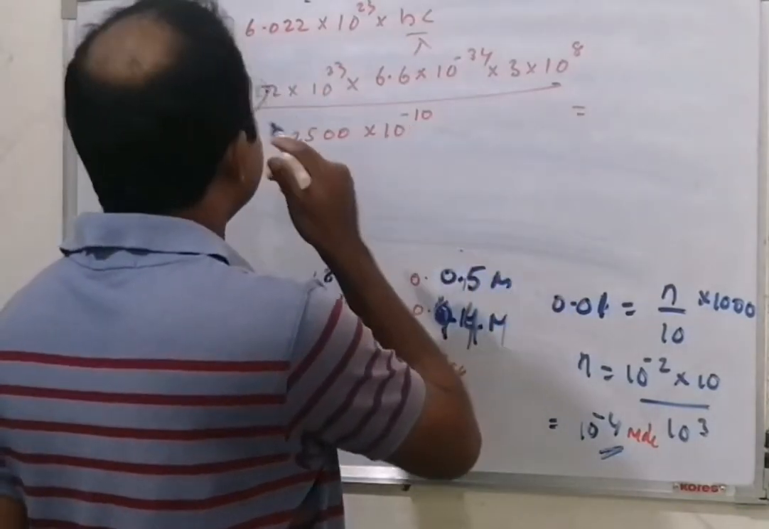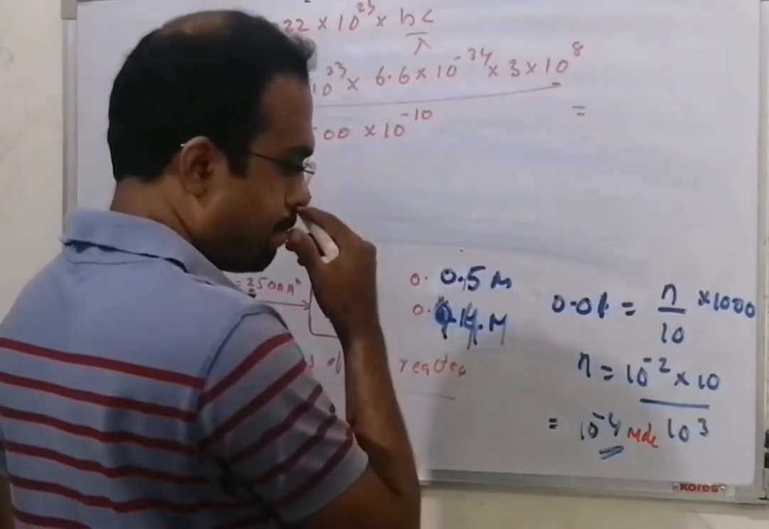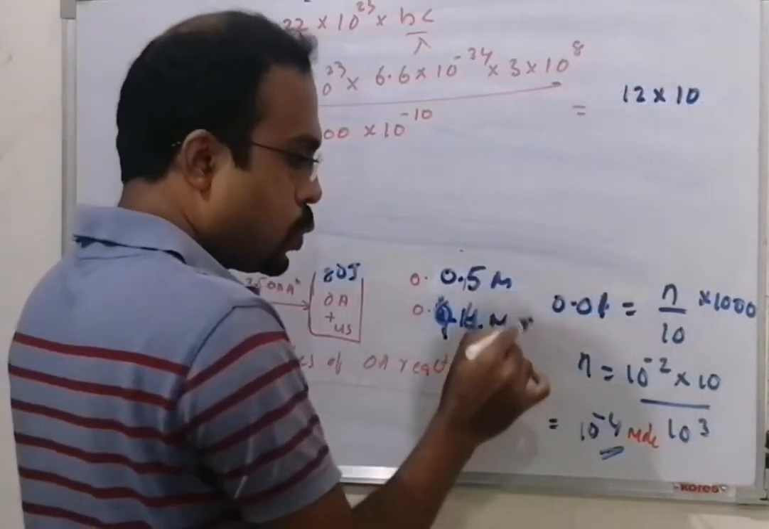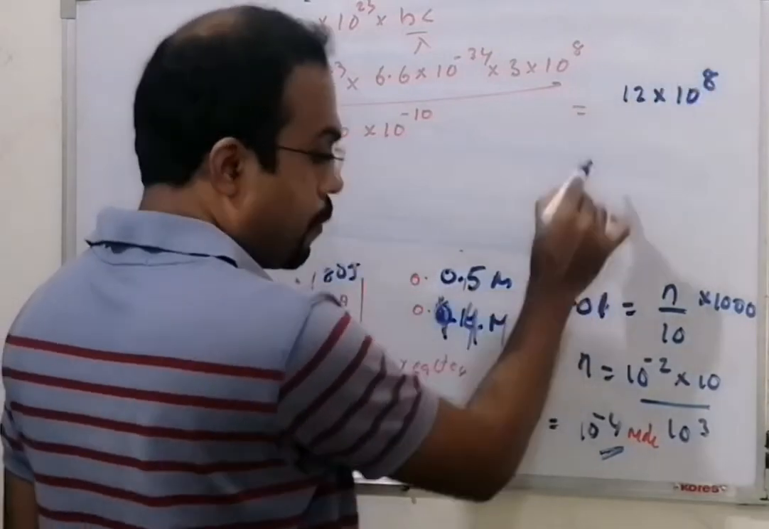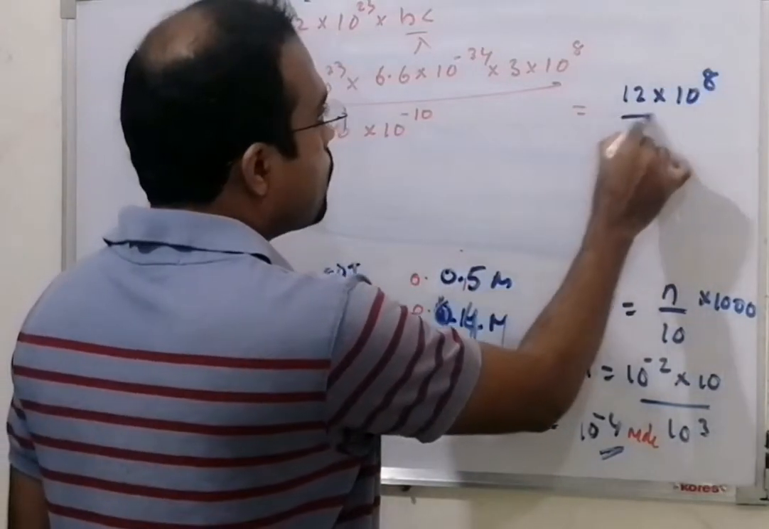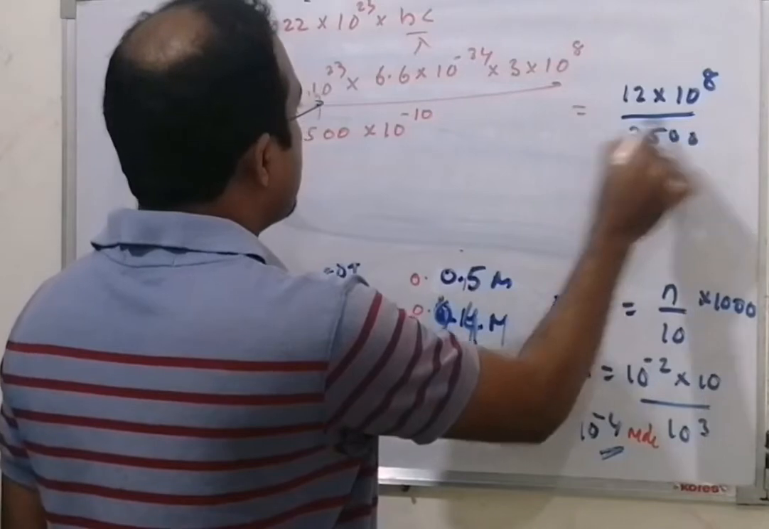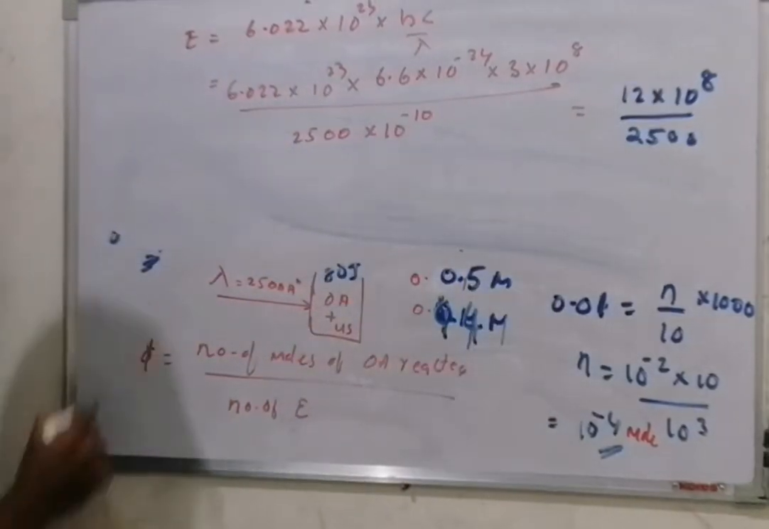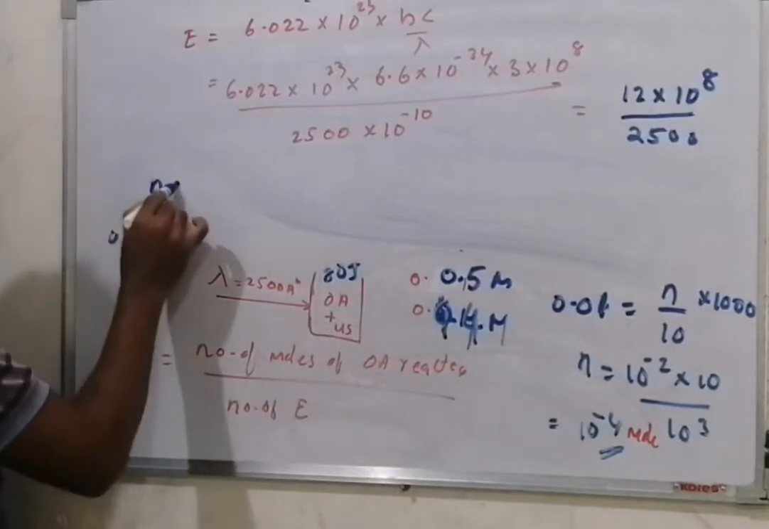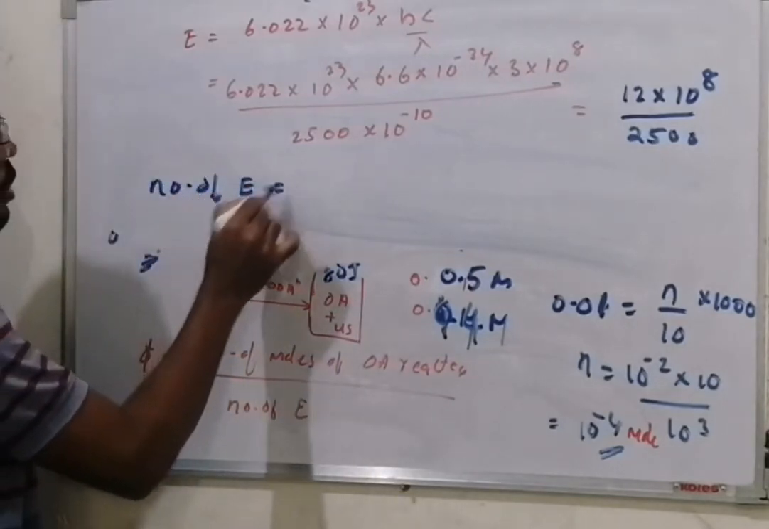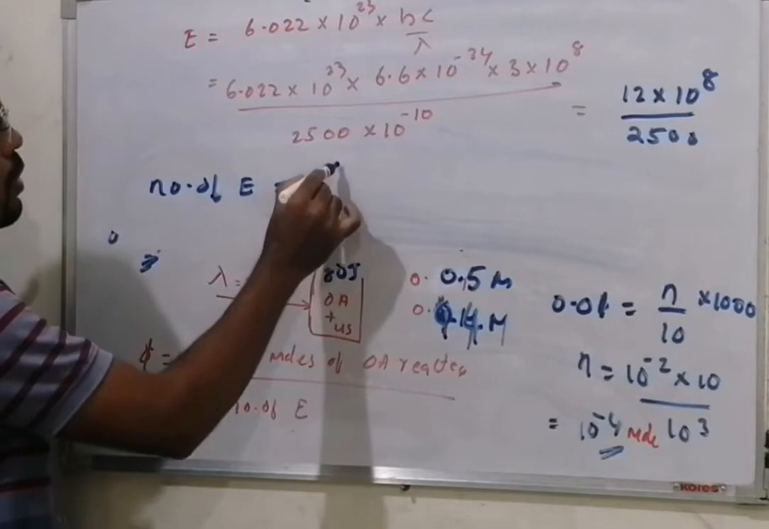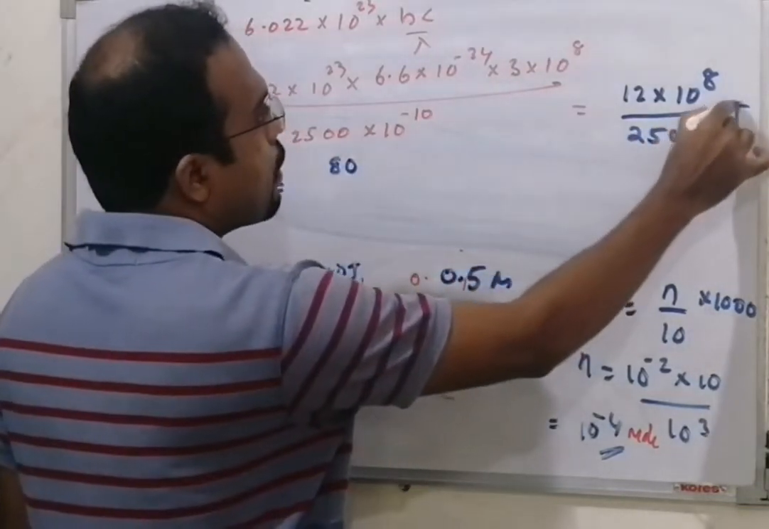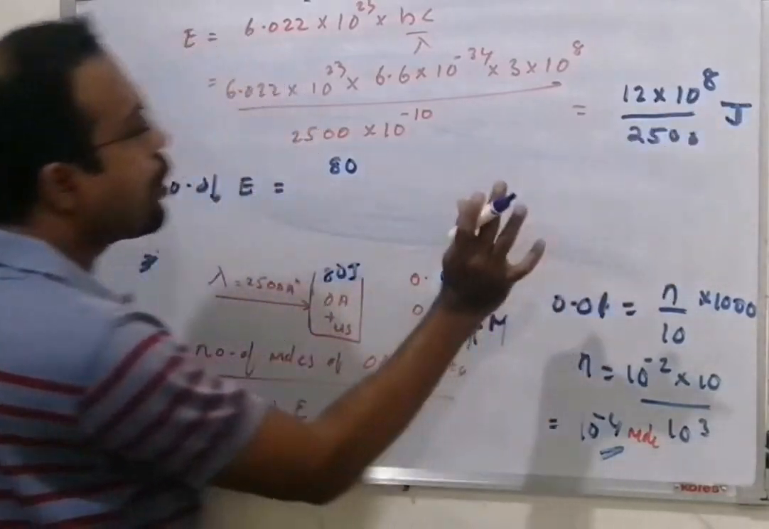Well, now you will get 12 into 10 raised to 8 divided by 2500. Okay, you will get this. This is Einstein. Now, number of Einstein: total 80 joule is absorbed. Therefore, this is this much joule. Okay, this is the energy for 1 mole.